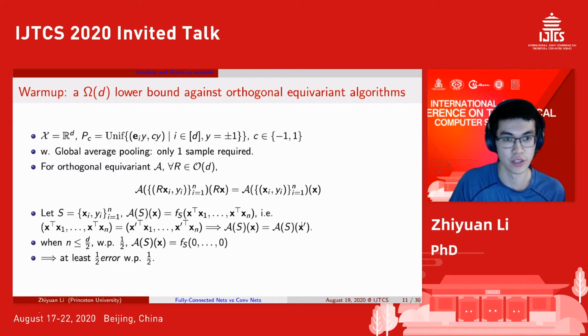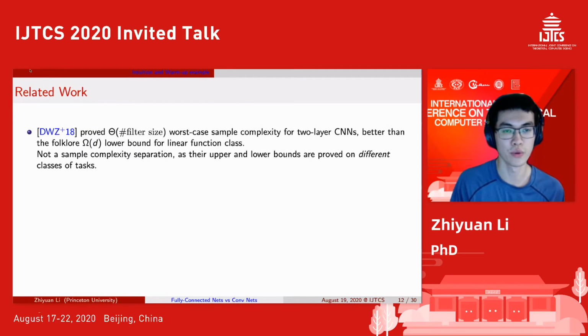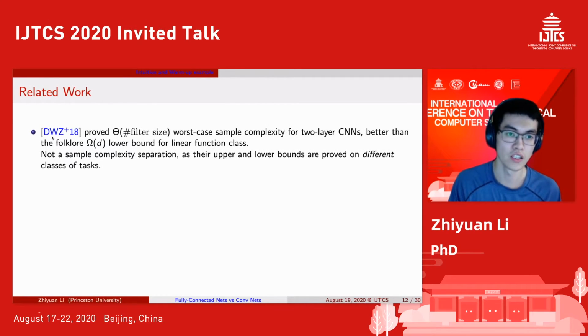Okay, so this finishes the proof of the lower bound. So, some related works. This paper by Simon Du, Yining Wang, and Xi Yuzhan et al. proved that the worst-case sample complexity for two-layer CNNs is about the size of its filter, which can be thought of as constant, and it's better than the folklore Omega(d) lower bound for the linear function class.